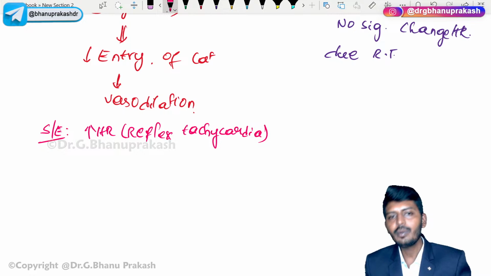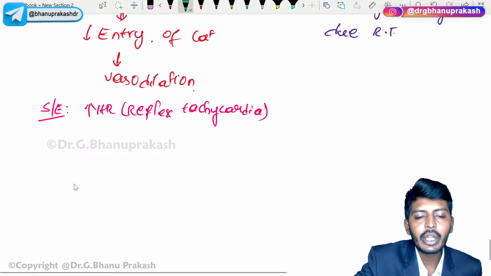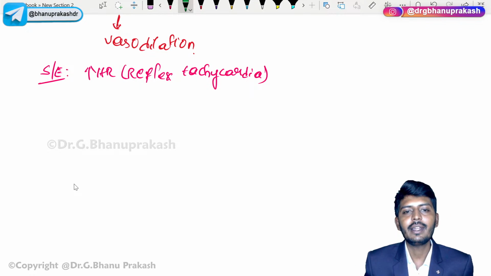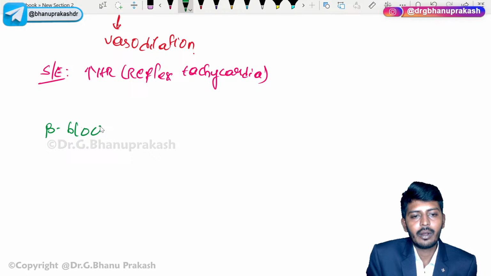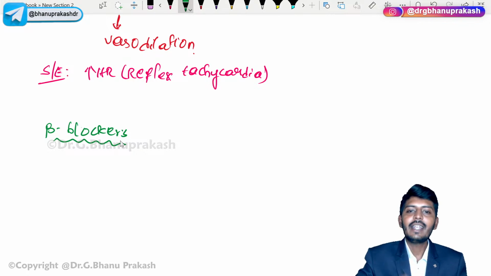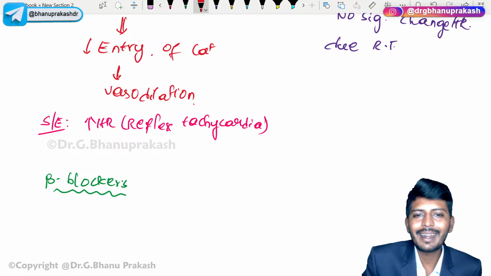Now, once we understood this, let's continue to the next important point. What is the next important point? Beta blockers. Okay, beta blockers. Now, before going to beta blockers, recently I noticed this question being asked, so I just want to tell you people, remember this.